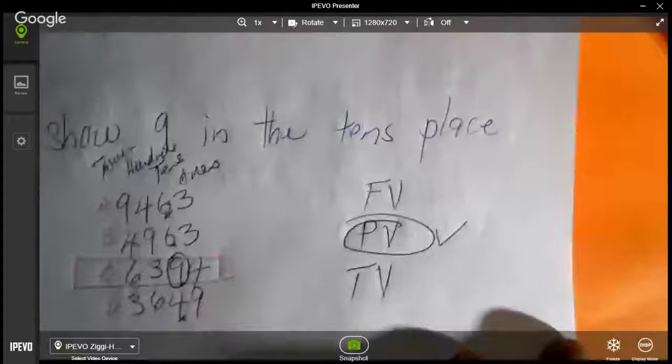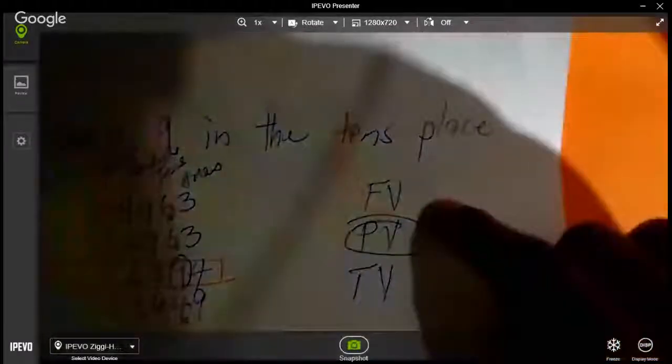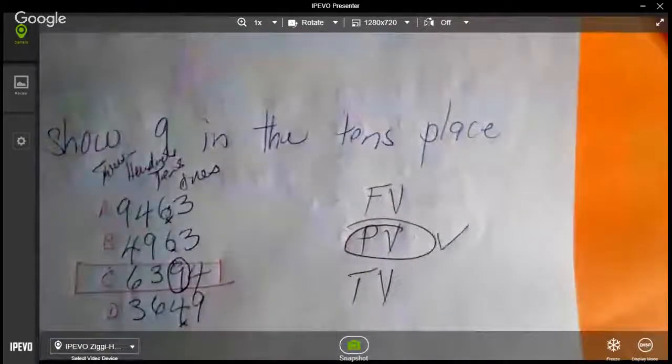C. Clear? Yes, sir. What is face value though? Sir, the number itself. The number itself, when we call the number by its name. And place value is? Sir, it's like thousands and hundreds place, sir. Yes, the place in the number that digit has.